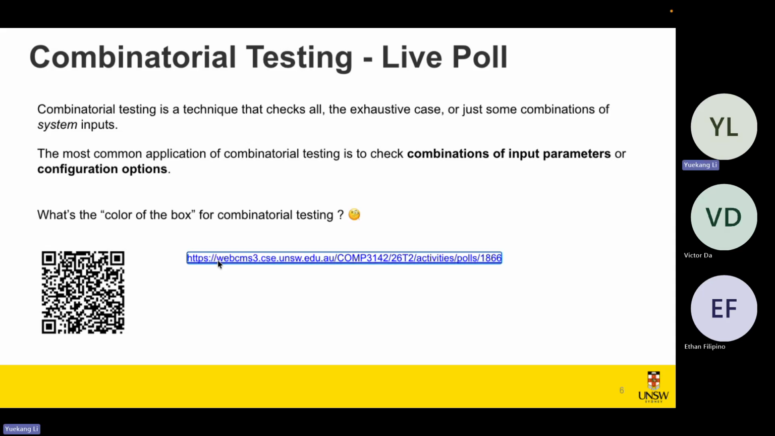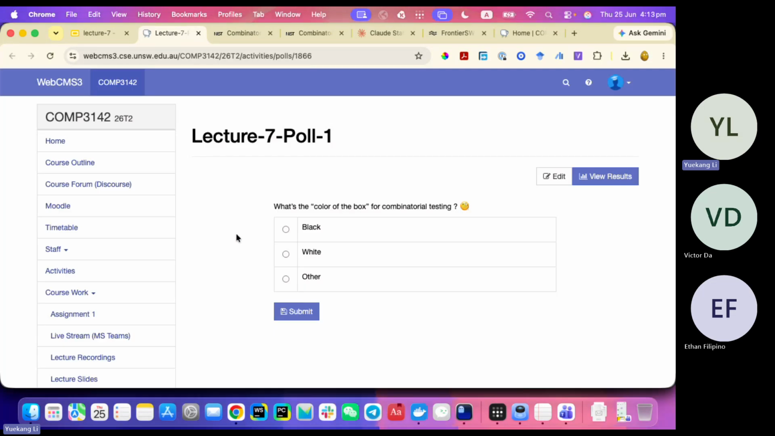So let's do a live poll here. You have 3 choices: black, white, or other colors. We have learned black and white, but what is other? We will learn about the other color later on.